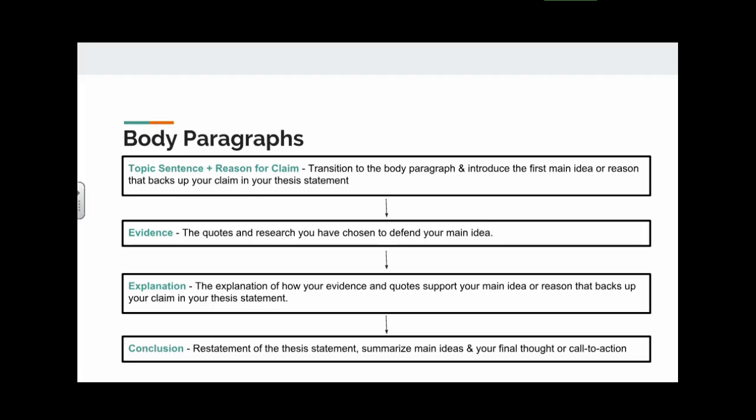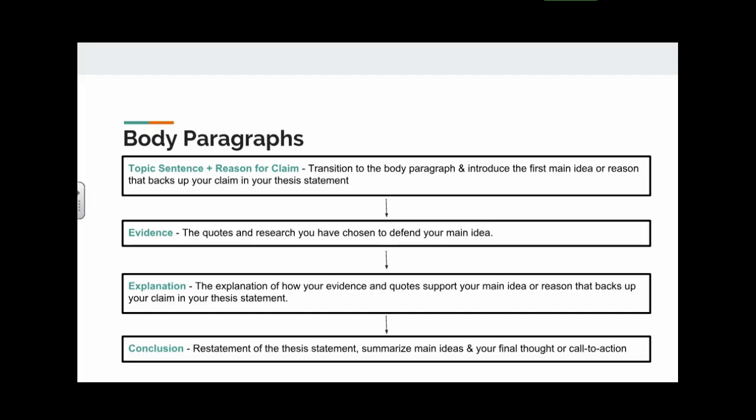After you've explained how your evidence proves your reason for your claim, you go to your conclusion. Your concluding sentence, restatement, kind of going back to the thesis, you can summarize something, your call to action. That's just within your body paragraph. We're not talking about like the actual concluding paragraph.